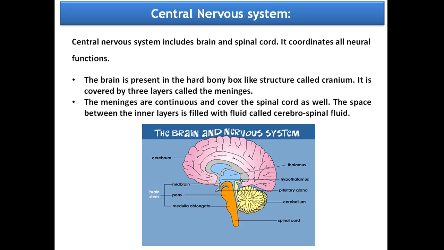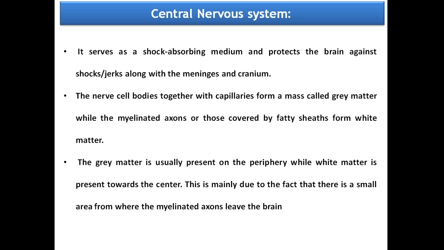The space between the inner layers is filled with a fluid called cerebrospinal fluid. So, in between these 3 layers, a fluid is present, which we call cerebrospinal fluid, and it acts like a shock absorber. It is present in the spinal cord also and protects the spinal cord as well. So, finally, the brain is protected by the hard cranium, meninges and cerebrospinal fluid.